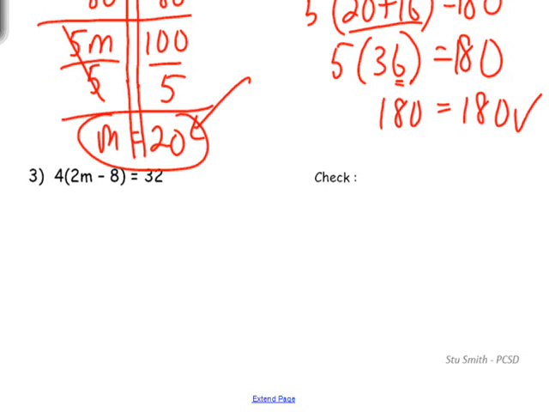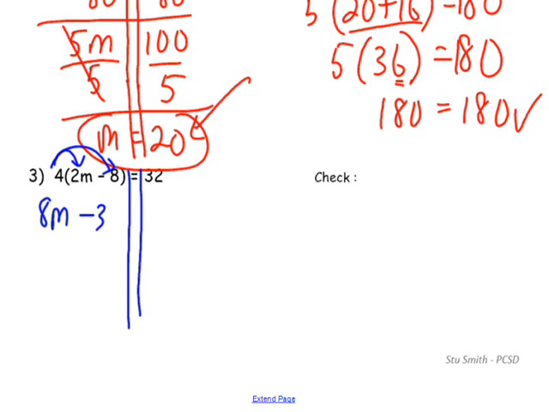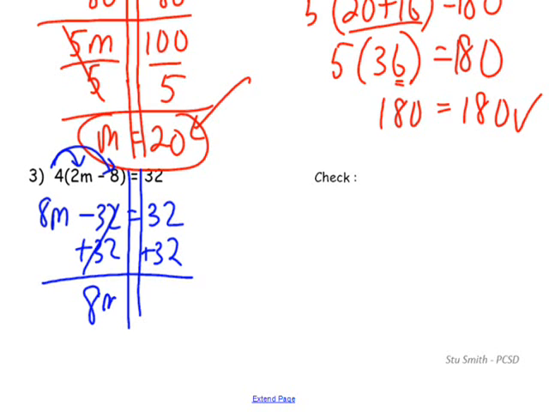We're going to do the distributive property first to simplify the left side of the equation. So I'm going to do 4 times 2m, which is 8m, and then 4 times negative 8, which is negative 32. And then I'm going to use the inverse property. So to get rid of that constant, I'm going to add 32. I'll do the inverse property. Add 32 on the other side. And now I have a nice, easy one-step equation.